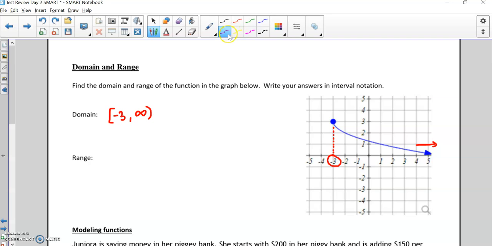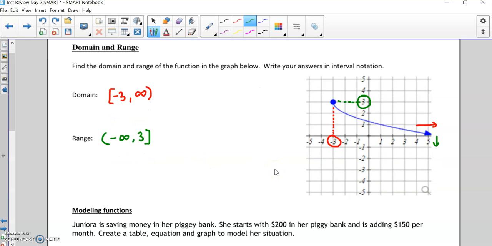For range, we want to go lowest to highest. Remember, it's always smallest to biggest. Now this thing is kind of pointed in a downward direction, so it's going to go down forever, but it won't ever go higher than this point right here. So because it goes down forever, we'll start at -infinity, because remember, start with lowest, and the highest y value is 3. And don't forget your bracket. Okay. And so remember, range is all the y values, domain is all the x values.